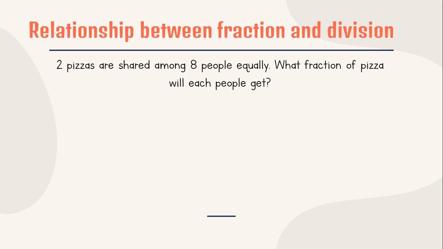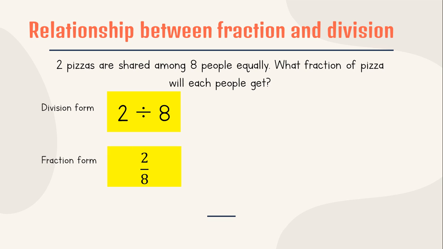So, another example. 2 pizzas are shared among 8 people equally. What fraction of pizza will each person get? So, there are 2 pizzas to be shared among 8 people. Division, of course, 2 divided by 8. And now, what is the fraction form? 2 per 8. Now, is that the answer? Yes. But do you see that this fraction is getting bigger, right? It is big. So, when you have a big fraction, you can just simplify it.